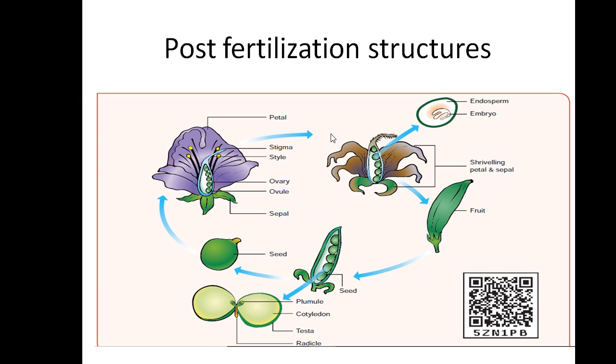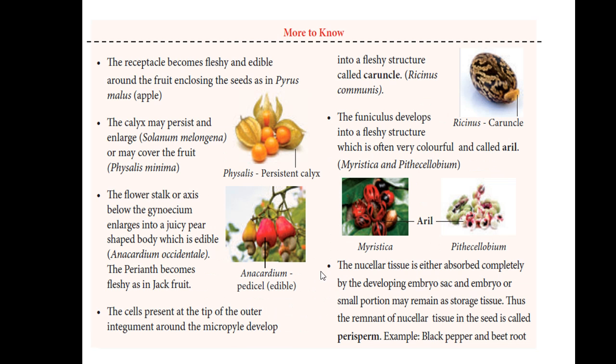The calyx and corolla parts wither and fall down. If you look at the seed, it consists of an embryo, and the embryo is surrounded by the endosperm, which is used for nourishing the embryo, because the embryo will become a plant again. So it should be nourished by the endosperm that is produced by triple fusion. Then the petals and sepals shrivel. This is just an overall explanation of the post-fertilization structures.